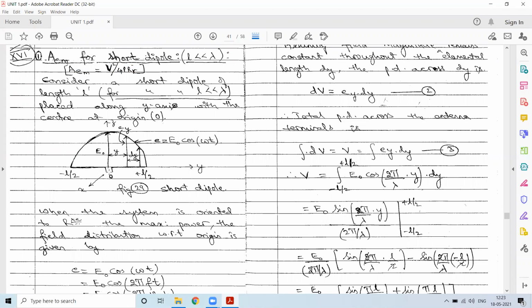So if you remember, in the previous session, we had seen that for a dipole of length L, which is placed along the y-axis in this form, as shown over here, half of the length falls on the negative y-axis and half of the length falls on the positive y-axis. Therefore, the ends will have the values of minus L by 2 and plus L by 2.